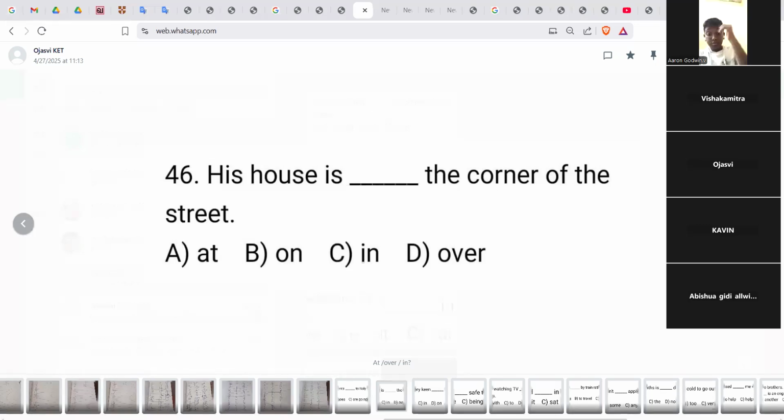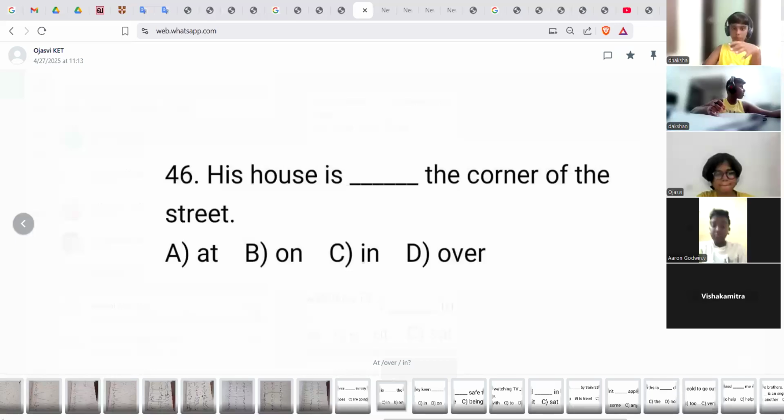In the corner of the room, at the corner of the street. So whenever it is inside, a closed place, it's going to be in. Whenever it is an outside place, it's going to be at. So that's what it is.